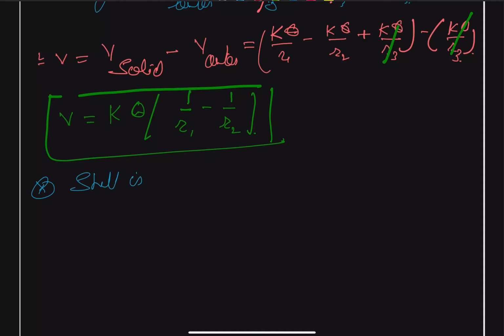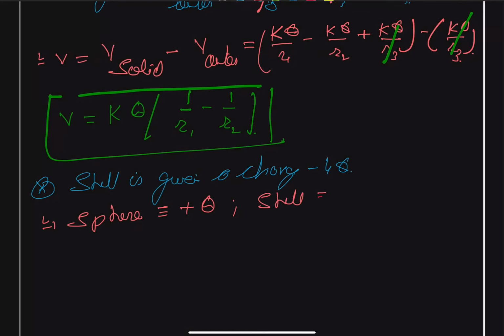Shell is given a charge minus 4q. Sphere, its own charge will be still plus q. So we can say sphere is having a charge of plus q, and shell is going to have a charge of minus 4q.